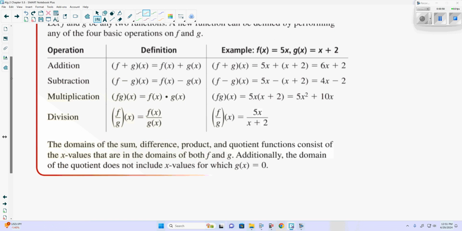So, you do need to write down the definition. You do not need the example. F plus g of x is the same as f of x plus g of x. F minus g of x is the same as f of x minus g of x.